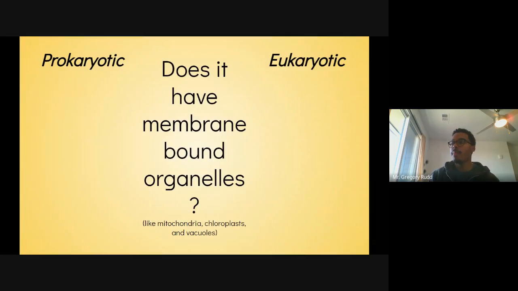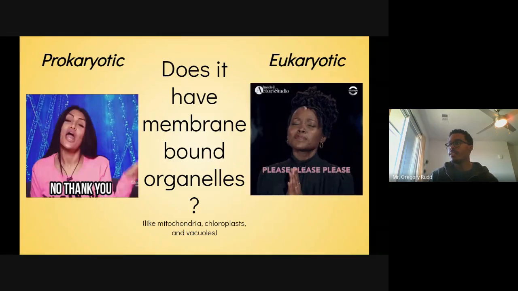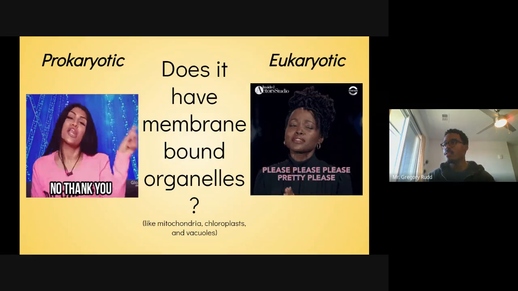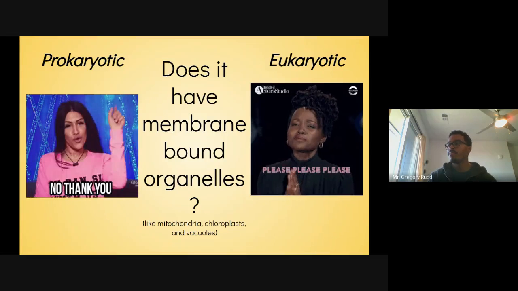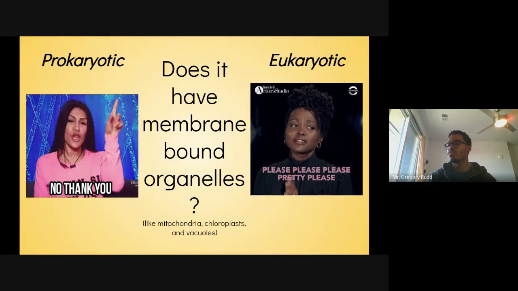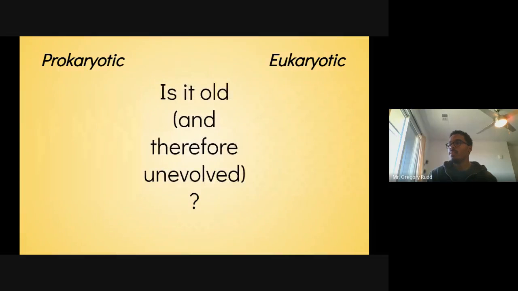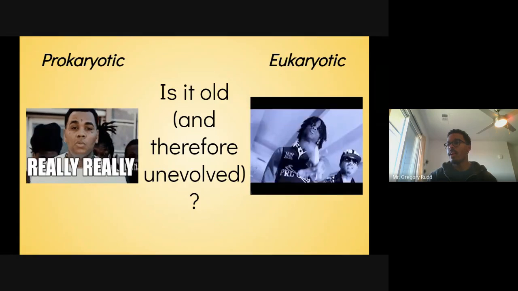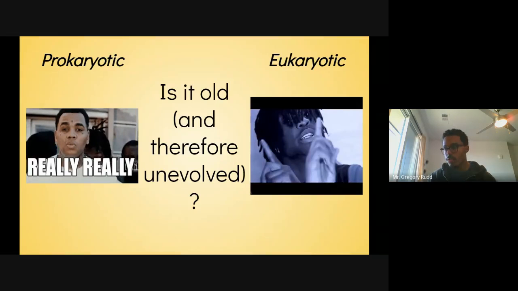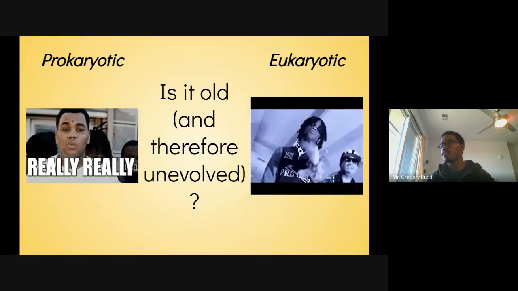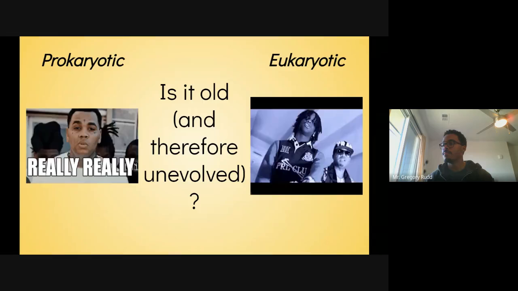Does it have membrane-bound organelles like mitochondria, chloroplasts, and vacuoles? Prokaryotic cells, no, they do not. Eukaryotic cells, yes, they do. Okay, keep going. Prokaryotic cells, are they old? Eukaryotic cells, are they old? Prokaryotic cells are much older than eukaryotic cells. Like Kevin Gates says, they're really, really old. Eukaryotic cells, nah, not very old.